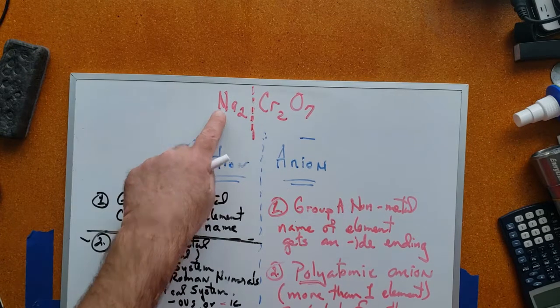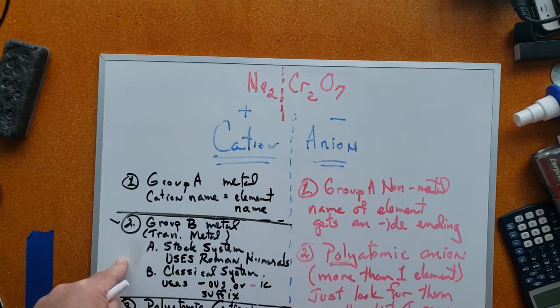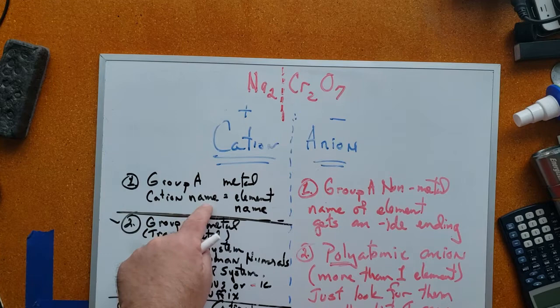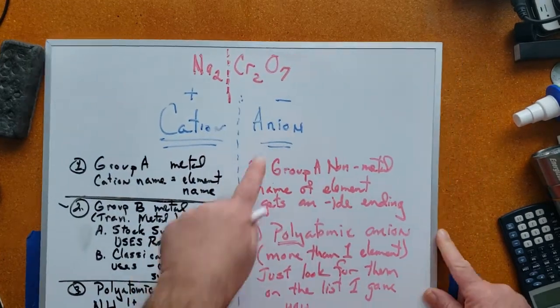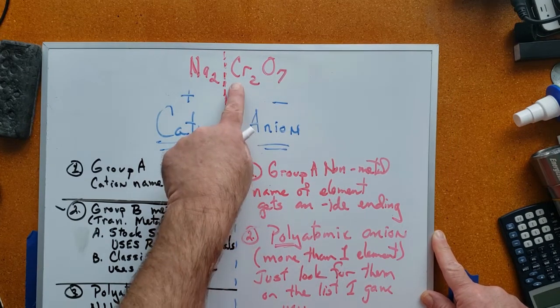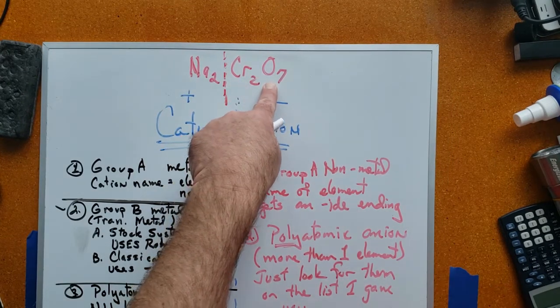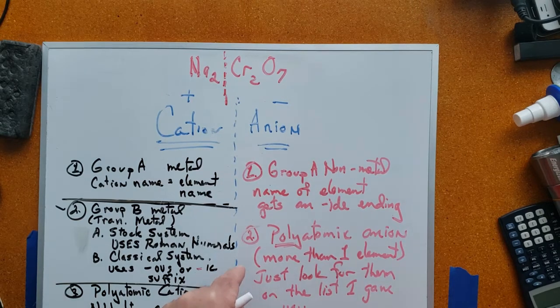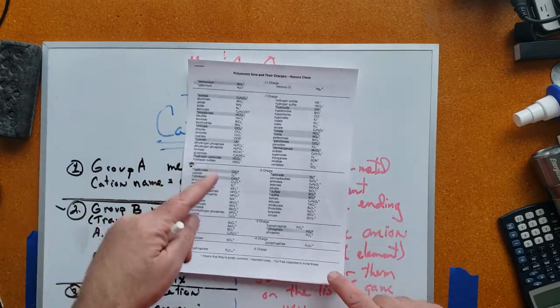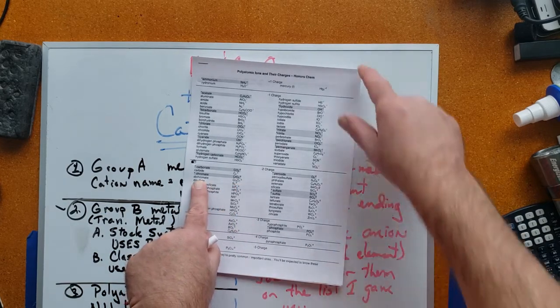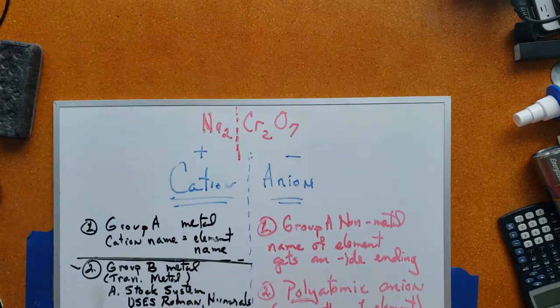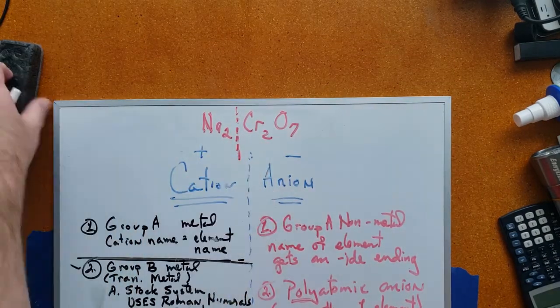All right, so Na, what is it? A group A or a group B? Well, it is a group A, which means that the cation name is the same as the element name. So this is going to be sodium and then whatever the name of the anion is. All right, what about the anion? Well, there's a chromium and an oxygen being listed here, so that is definitely polyatomic. How do I name polyatomics? Just by looking them up. And so get out your polyatomic ion list, Cr2O7, it's going to be right here. Cr2O7 is known as dichromate. So this guy is going to be called sodium dichromate.